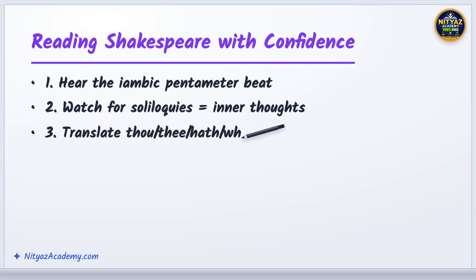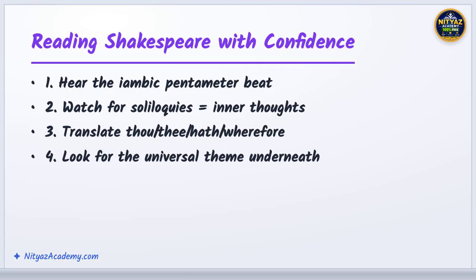1. Feel the iambic pentameter, 10 beats per line. 2. Treat soliloquies as direct access to a character's mind. 3. Translate the old words like thou, hath, and wherefore. 4. Find the universal theme that lets his work cross every border. Do these, and 400-year-old lines will speak to you clearly.